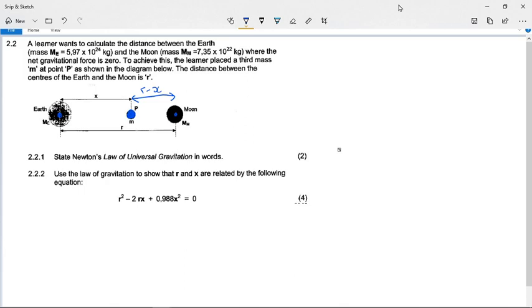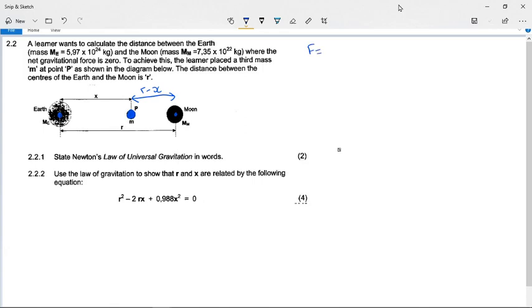So state Newton's law of universal gravitation. Every particle in the universe attracts every other particle with a force that is directly proportional to the product of their masses and inversely proportional to the square of their distance apart. Okay, it's an easy definition to learn.